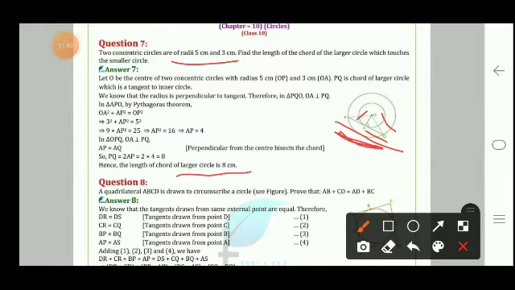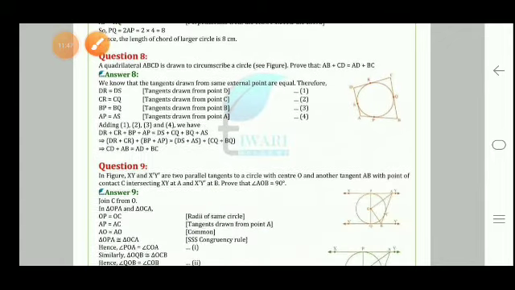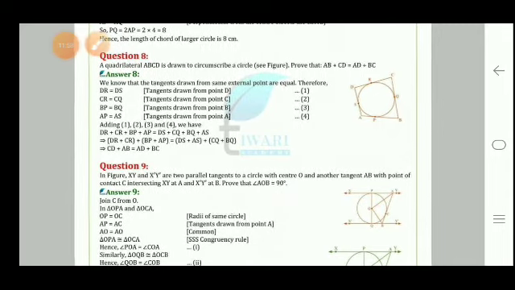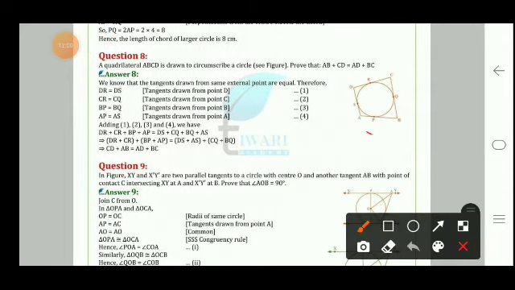Then question number 8, one of the very important and good questions. A quadrilateral ABCD is drawn to circumscribe a circle. Circumscribe means when the circle is inside the figure. Prove that AB plus CD is equal to AD plus BC.